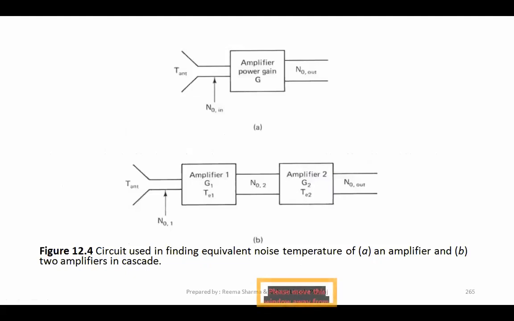The circuit used in finding the equivalent noise temperature of A and B, two amplifiers in cascade. So this is a single amplifier, and you can find that these are cascaded. This is a very important concept, and many times it has appeared in your examinations.